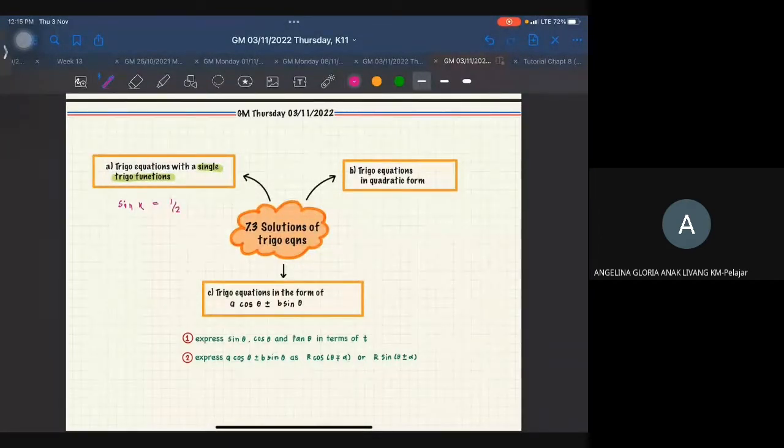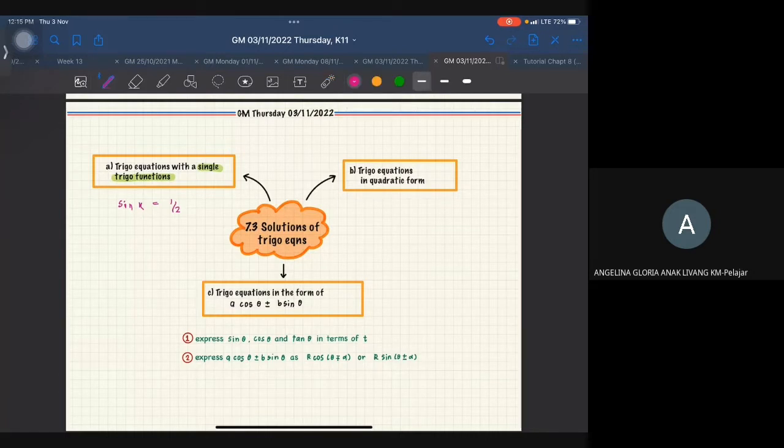Contoh. Okay, so bila tengok dekat soalan ni, this example, so I have this single trigo function which is sin and it's equal to 1/2. Dia sama dengan constant. So ini adalah maksudnya single trigo functions. Dia very straightforward. So awak just terus je gunakan teknik larkah untuk solvekan dia.